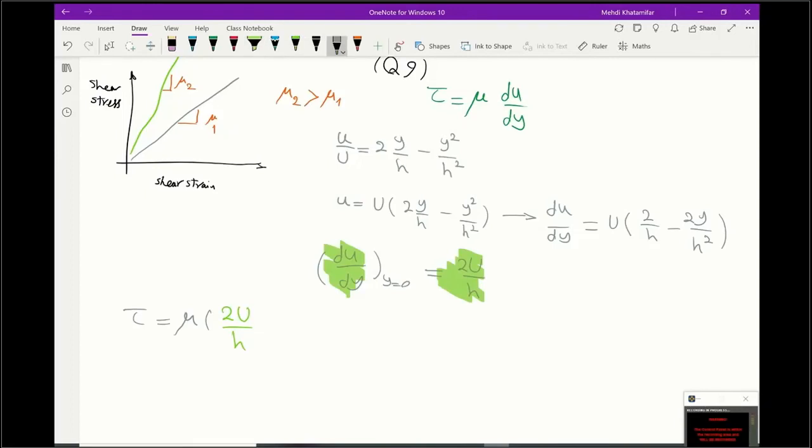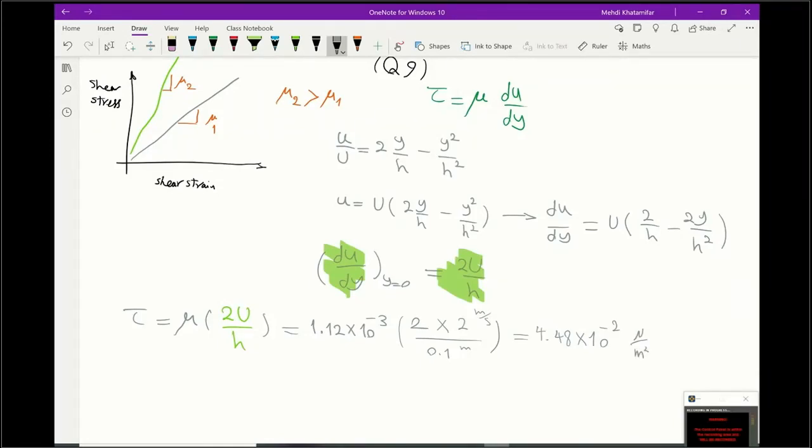Okay, mu for the water is 1.12 times 10 power minus 3, u is 2 meter per second, h is 0.1 meter. So the final value is going to be 4.48 times 10 power minus 2 Newton per meter square.